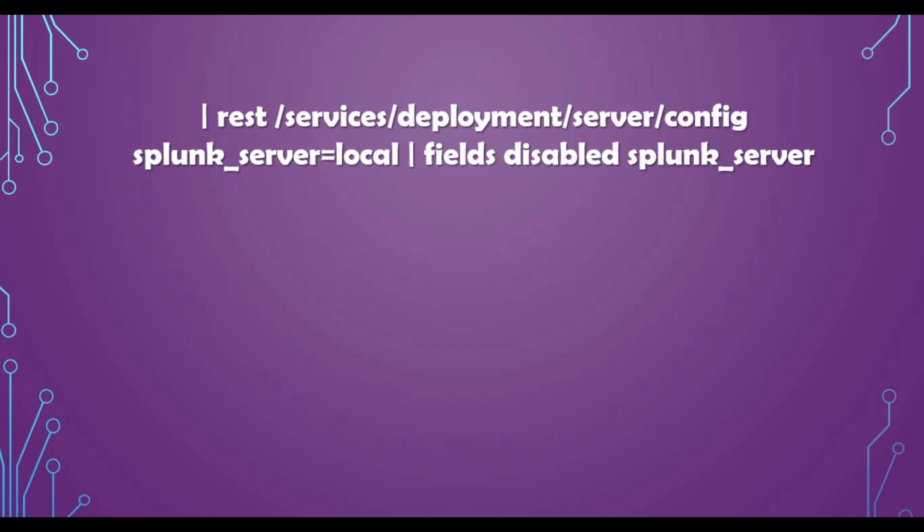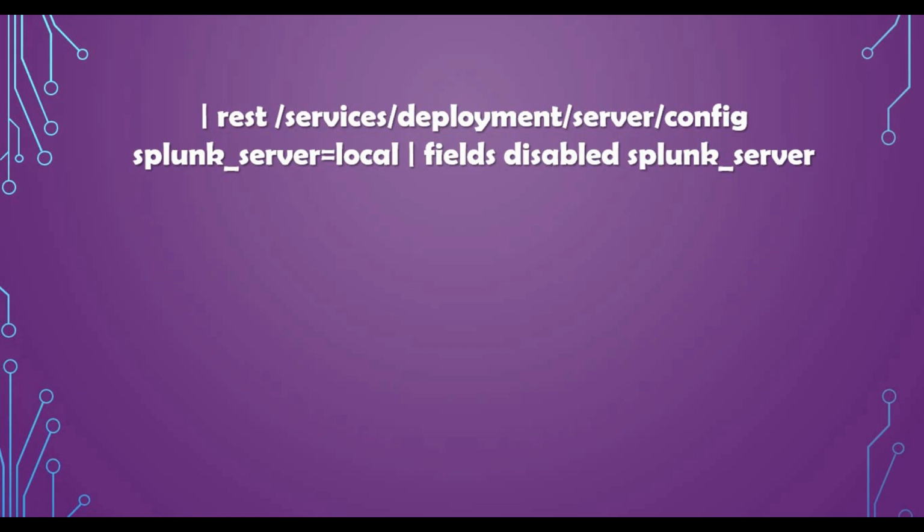So if it's not a deployment server, if it's just a searcher or just an indexer, you don't have to worry, because this vulnerability makes use of the deployment server feature. You can run this query where you can have the Splunk server as local, or keep it as star, and you can get the field disabled on the name of the Splunk server. If it's showing disabled as 1, that means the deployment server is already disabled. If it's 0, it means the deployment server is enabled and in use.